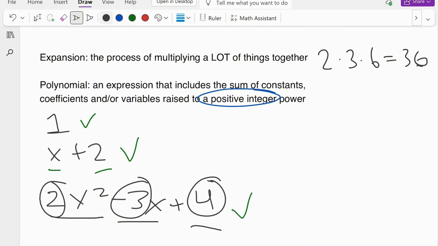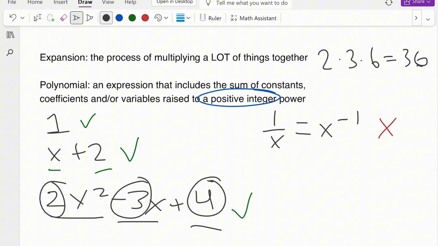Now, there are some interesting things where it would not qualify. For example, 1 over x. Generally, this is equal to x to the negative 1. If you know that, that's great. If you didn't, now you know. And negative 1 is not a positive integer. So it's not a polynomial.